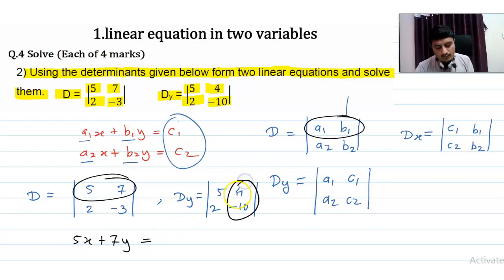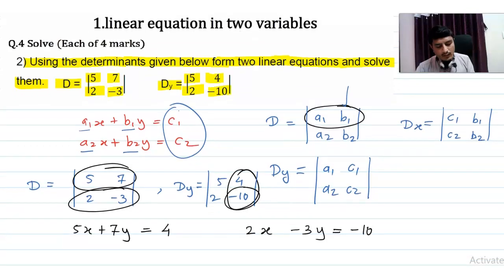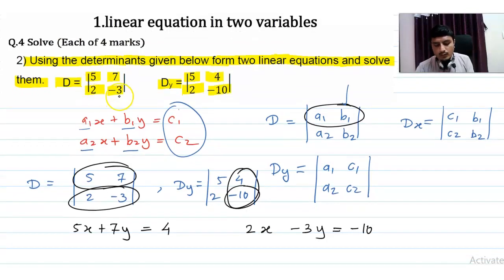That means in the first equation the constant c1 becomes 4, while in equation 2 the x and y coefficients are 2 and minus 3, that means we are getting 2x minus 3y, which are the values of a2 and b2, and that equals c2. c2 is nothing but minus 10. So we have the simultaneous linear equations in two variables whose D value is 5, 7, 2, minus 3 and Dy value is 5, 4, 2, minus 10. I am calling them equation 1 and equation 2.